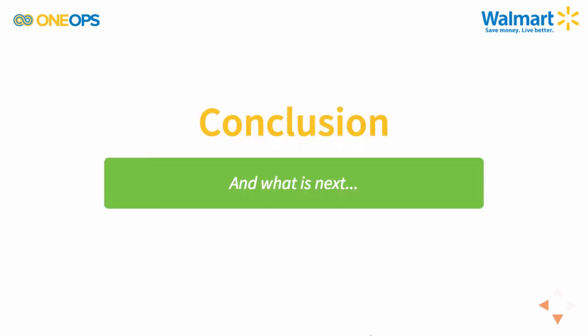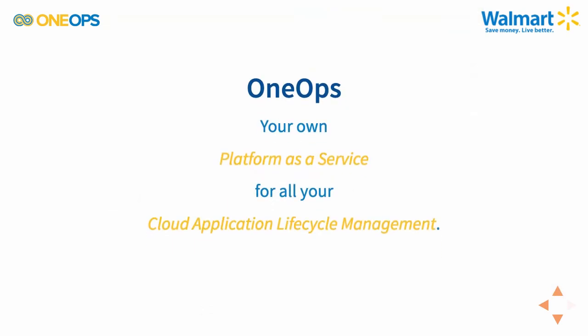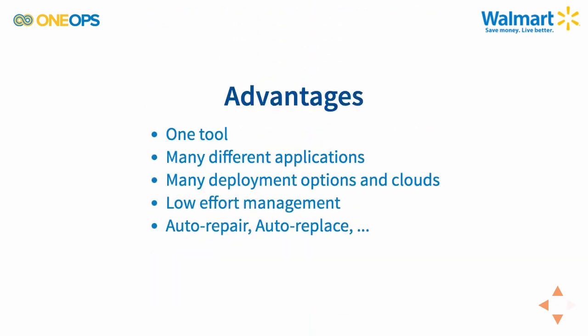So in conclusion, you hopefully learned a lot about cloud applications, even more so about the specifics of OneOps and how to design, transition, and then operate an application with OneOps and take advantage of all its features. So OneOps is a platform as a service for all your cloud application lifecycle management needs. And now this sentence hopefully makes sense, even though it still remains a bit of a mouthful. Advantages of OneOps are that it's one tool that allows you to run many organizations and all their different applications which support and need different deployment options in cloud.